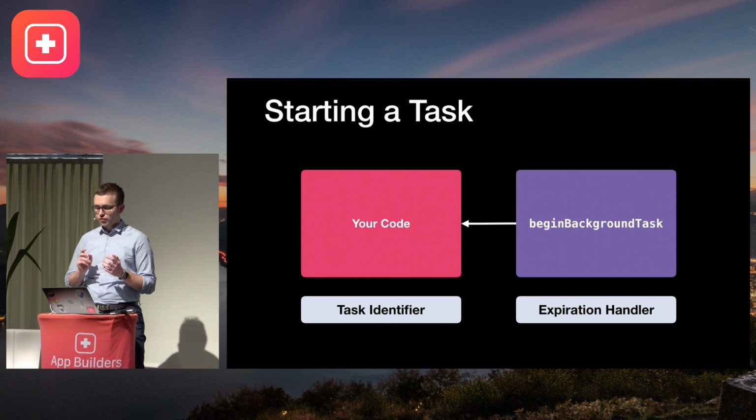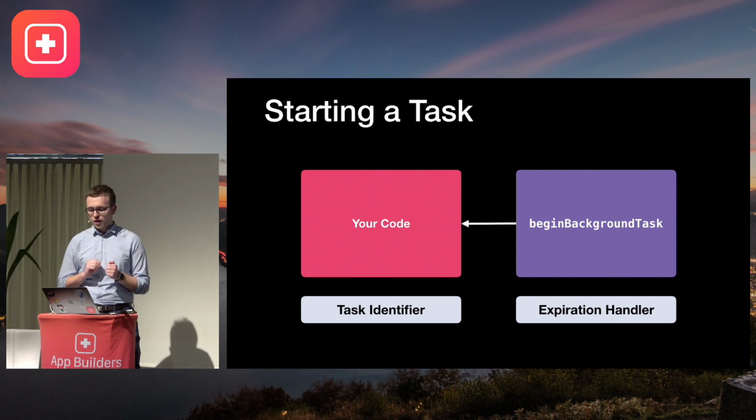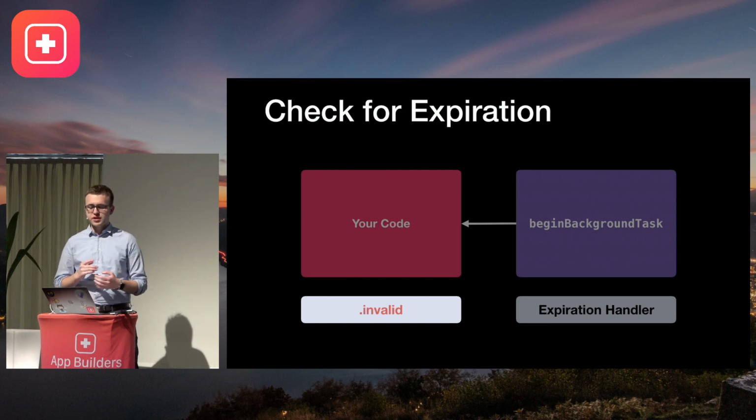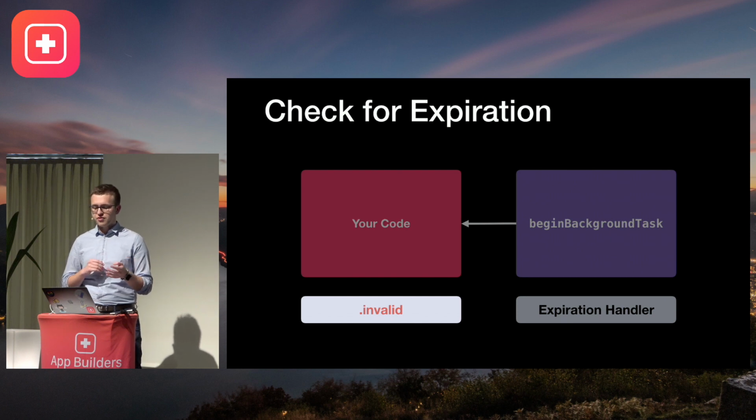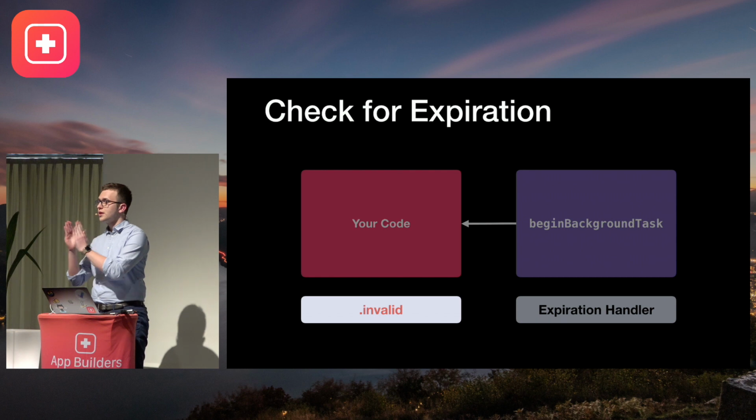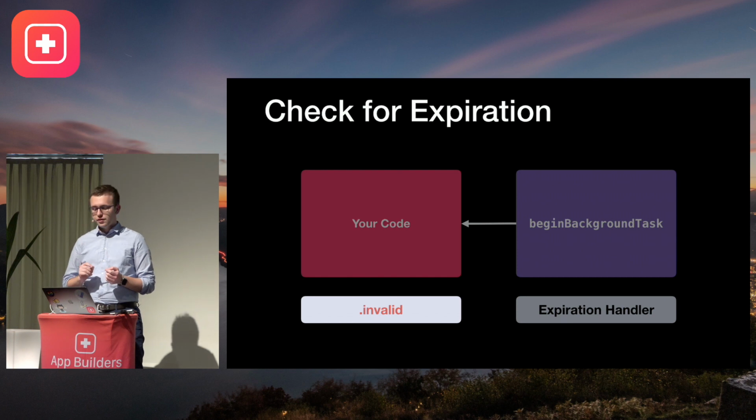To tell the system when the task is over, you need to save the task ID that beginBackgroundTask is going to return to you, and save it somewhere that your work-related code can access. And before doing anything, you also need to check whether the task ID that you get is equal to the invalid ID. If you get this, it means that you don't have enough time to start a background task because you are already really close to the expiration limit. And in this case, you really need to not schedule anything and return from the current scope as quickly as possible, because you're already about to be suspended.